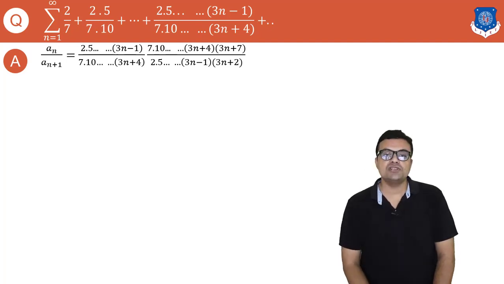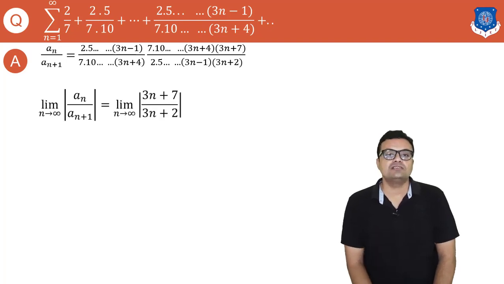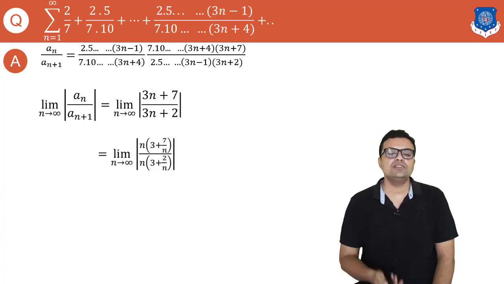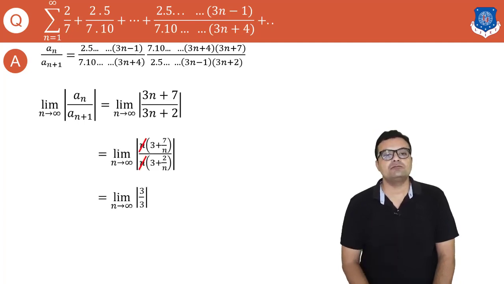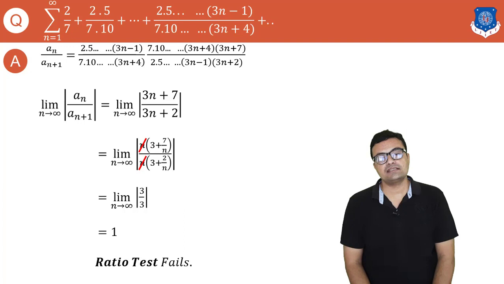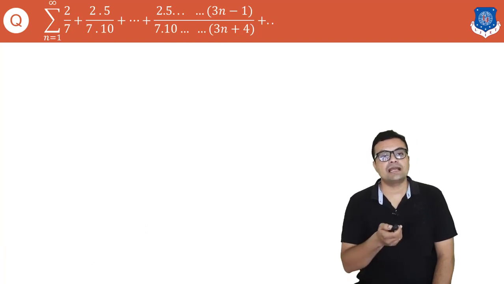But as it is in denominator, the values are in a reverse way. After cancellation, there will be only two terms, 3n plus 7 by 3n plus 2. Now if I take magnitude of this value, and if I take n tends to infinity on that, my value is equal to 3, and that means my regular D'Alembert's ratio test is not working in such case.